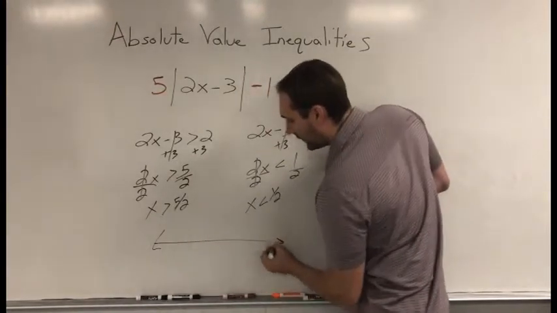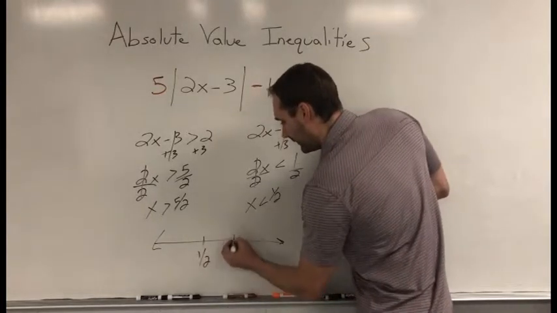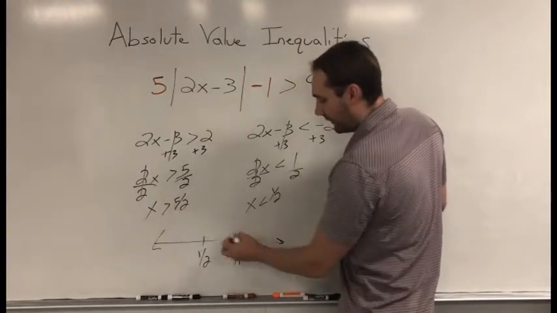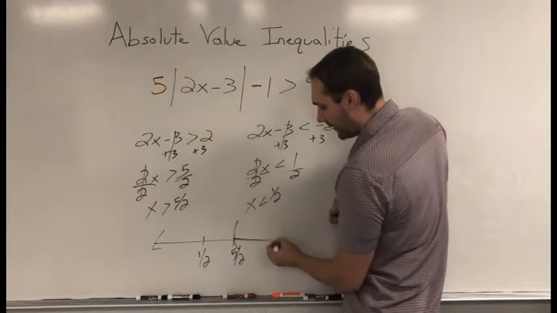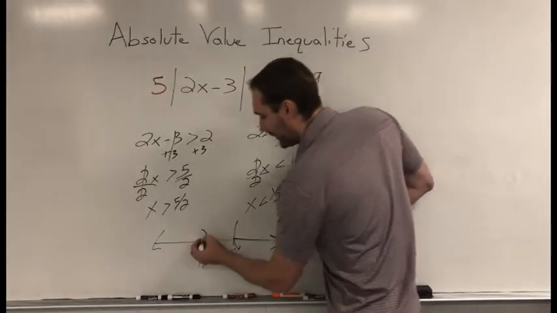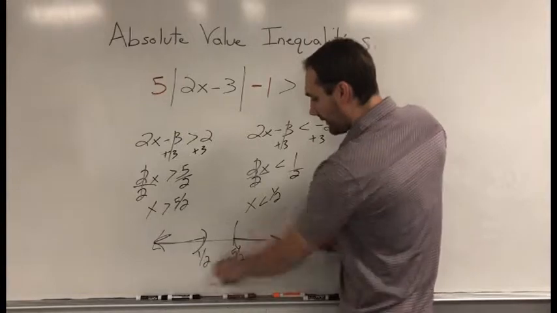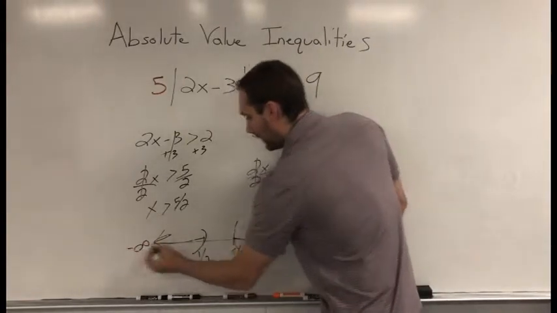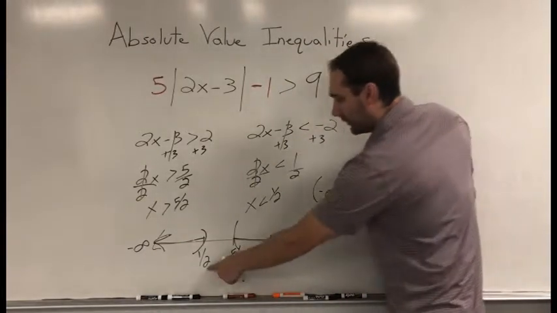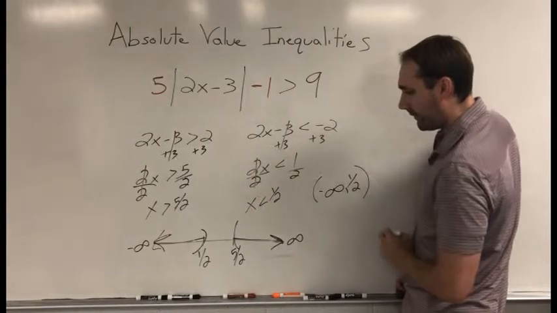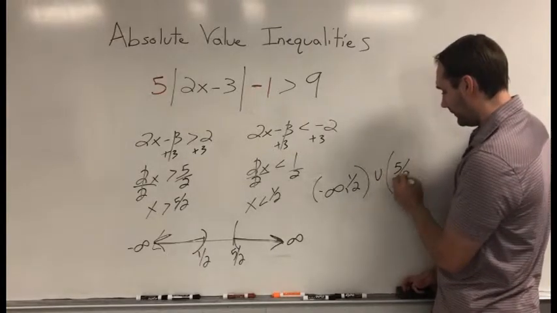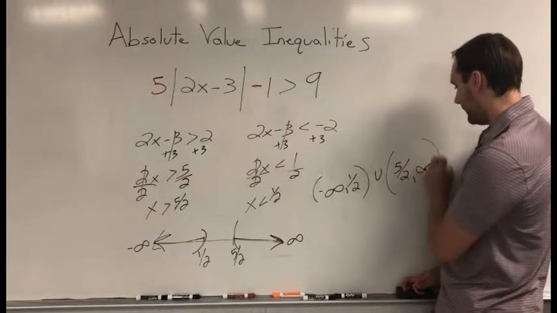So let's see what these values look like on a number line. I have 1 half and 5 halves. This one says x is greater than 5 halves. I don't see an equal sign, so I'm going to use parentheses. Greater than, I see the arrow pointing this way. X is less than 1 half. Again, I'm going to use parentheses. Less than, going towards my negative infinity. And here's my graph. And if I were to write this in interval notation, I see them going from negative infinity to 1 half. And at 1 half, I have a parentheses. The union of open parentheses, 5 halves, going all the way to infinity.